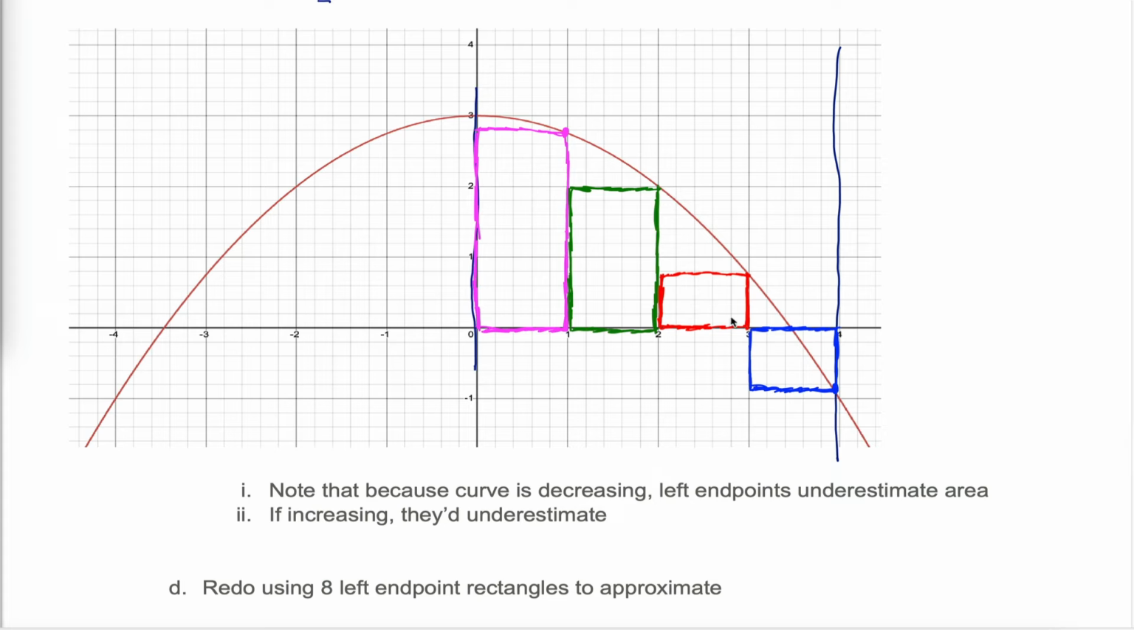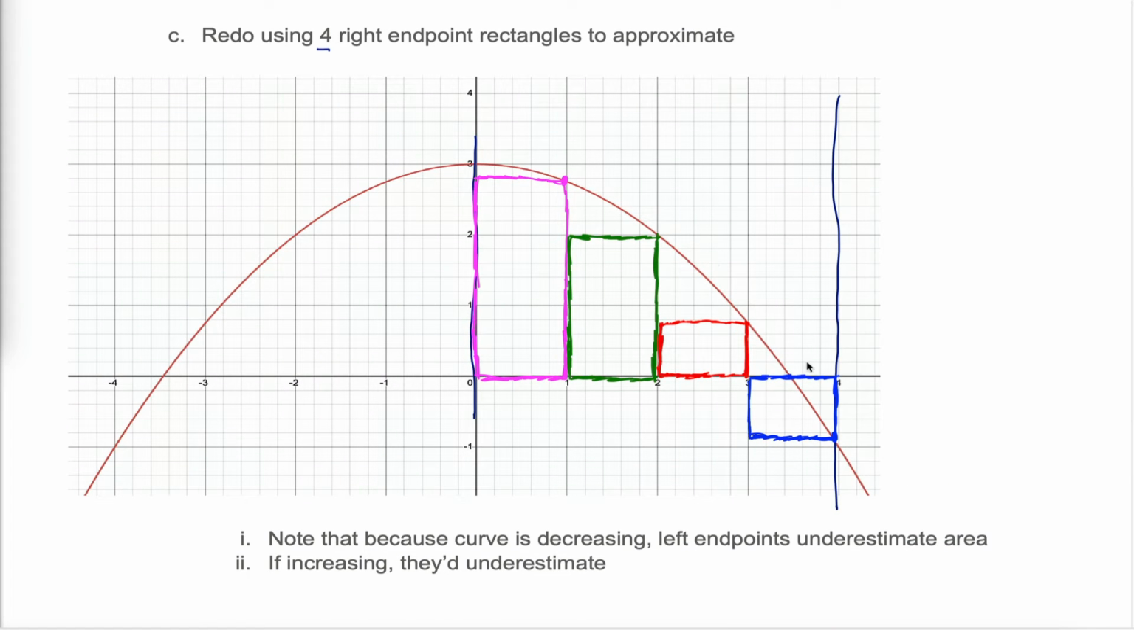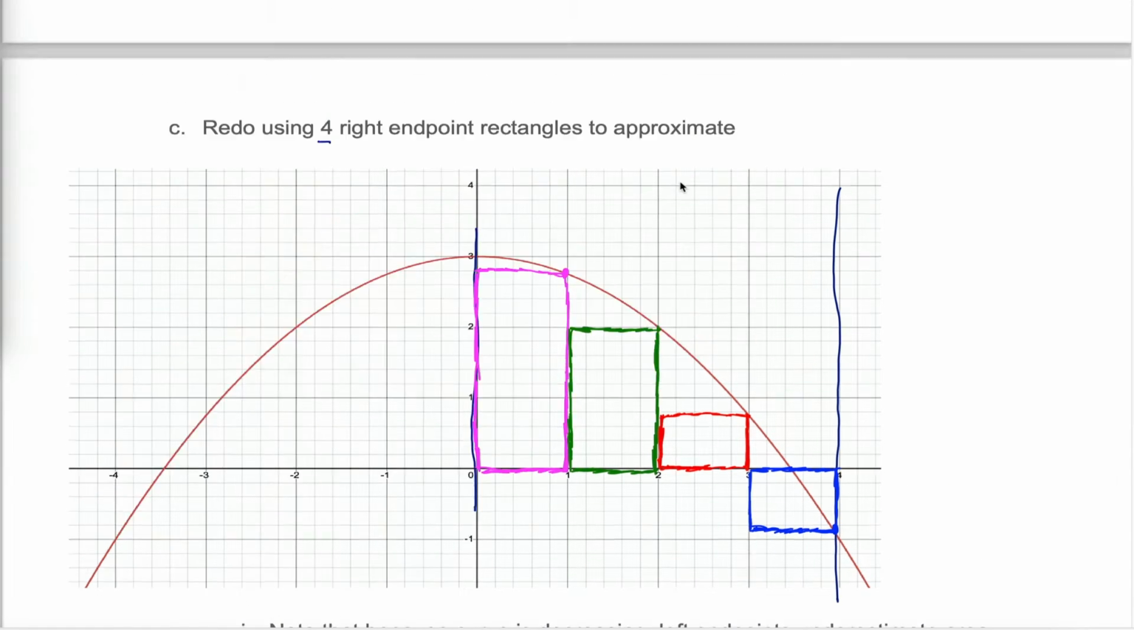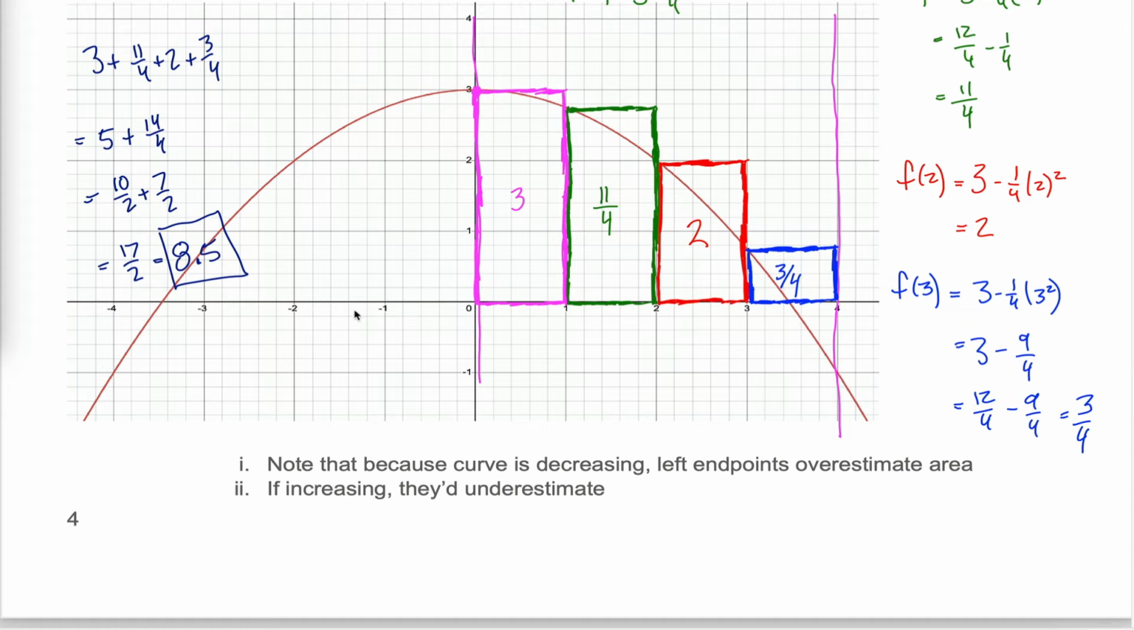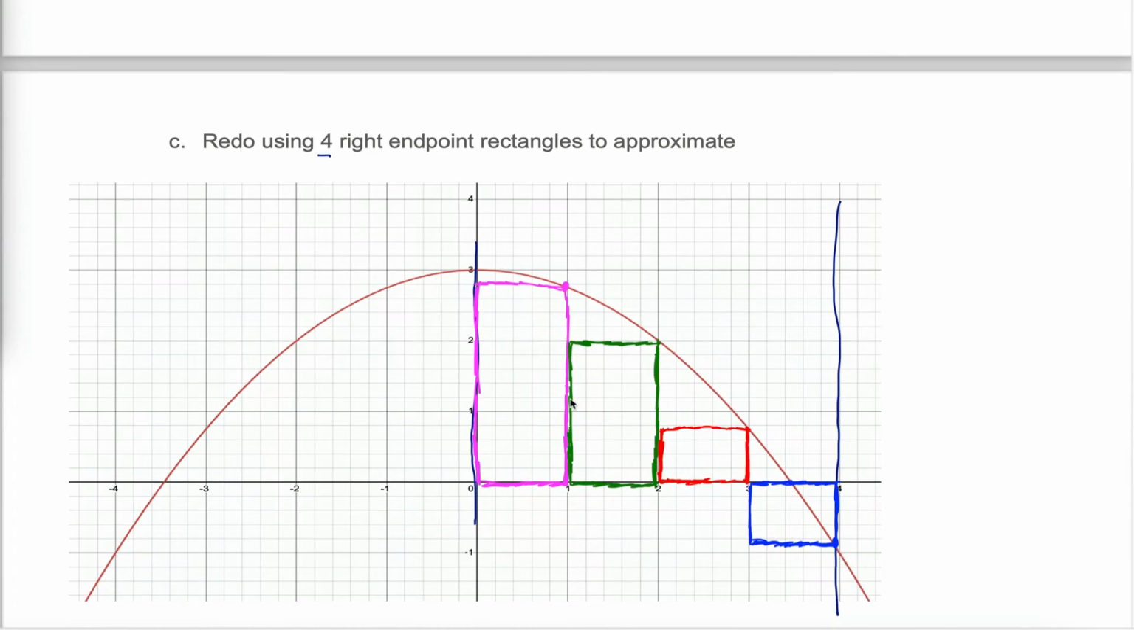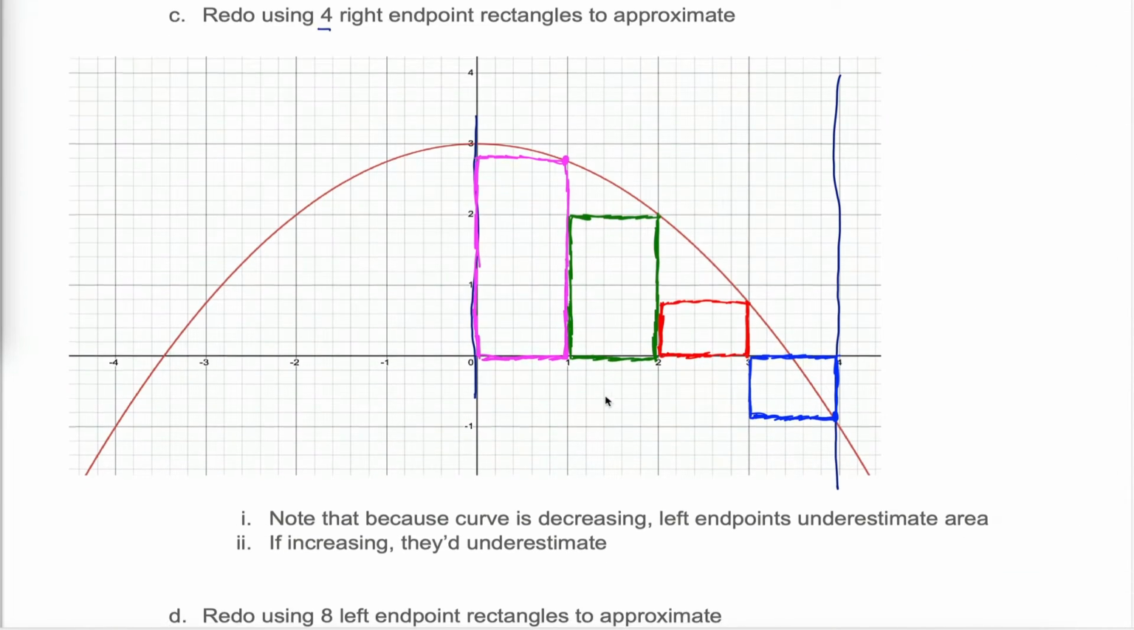I'll figure out the areas of these 4 rectangles. I'll count this one as negative and these as positive. I'll add up those areas, and that'll estimate the area underneath the curve. Again, much like we saw up here, it's not going to be a great estimate, but it's going to be a predictable estimate for the area underneath the curve.